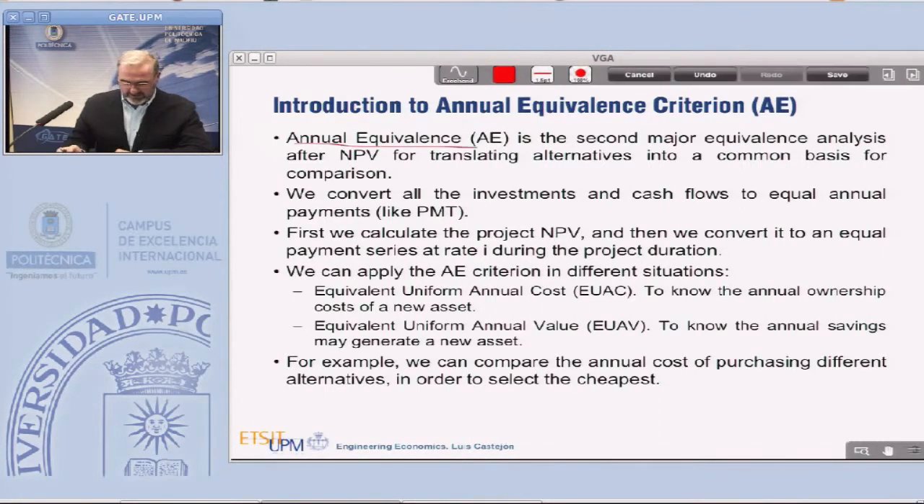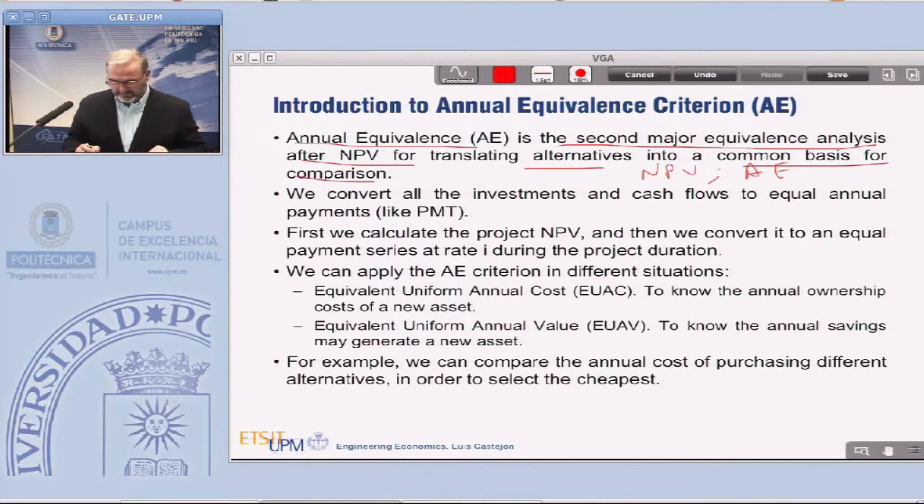So, as you see here, the annual equivalence is the second major equivalent analysis after net present value for translating different alternatives into a common basis for comparison. The first used technique for comparing projects is net present value, and then the second most used is the annual equivalent.